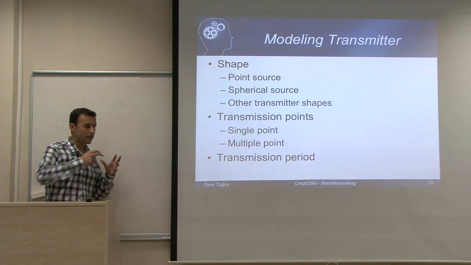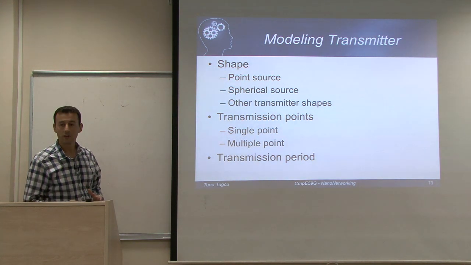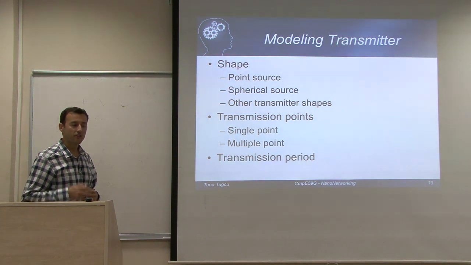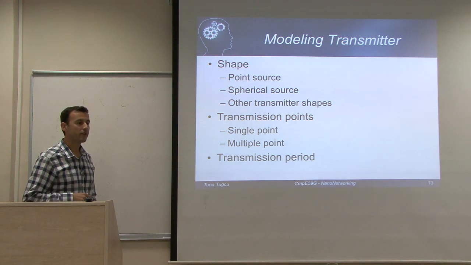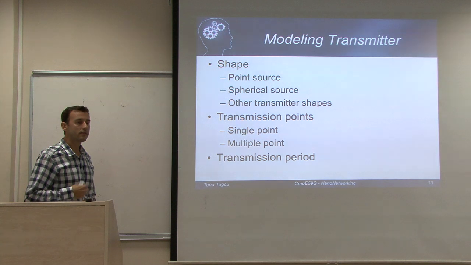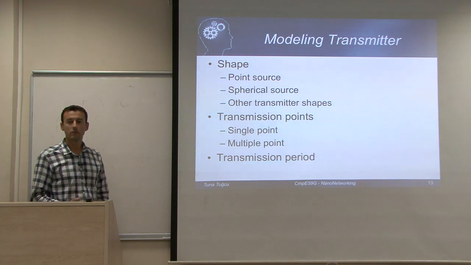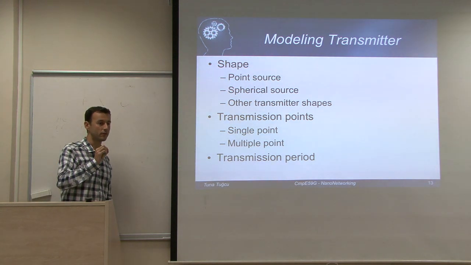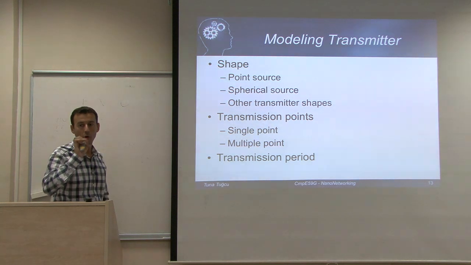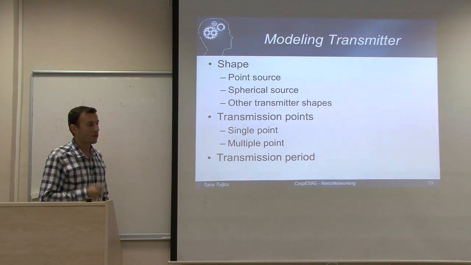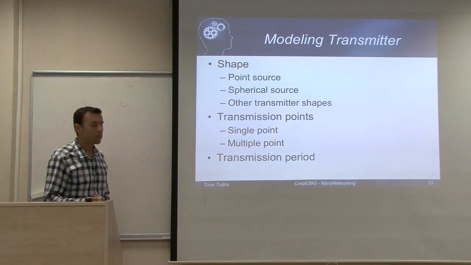So the next thing is the transmitter. We will have the transmitters, as I said. Spatially, if we are going to compare with our analytical model, in most of the analytical cases, we have point sources. So the transmitter is like a point which releases molecules. That's why you may want to have a point source.